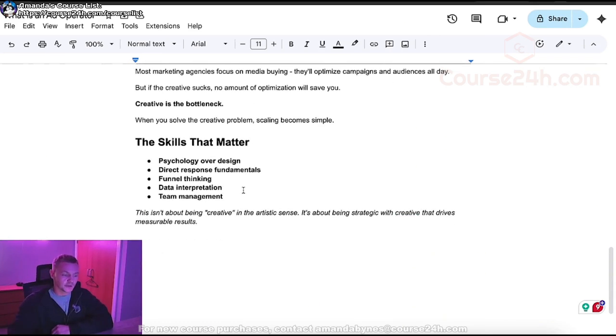And the skills that you're going to learn here are psychology over design, direct response fundamentals, how to think in funnel economics. You're going to learn how to interpret all the data, and also a little bit of team management. In team management, you're not going to be managing a huge team. You're basically just telling a designer what you want done, or telling an editor what you want done. So it's not about being creative in the artistic sense. It's just about being strategic with the creative that drives measurable results.